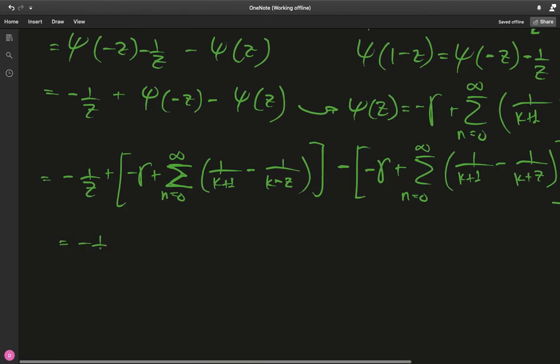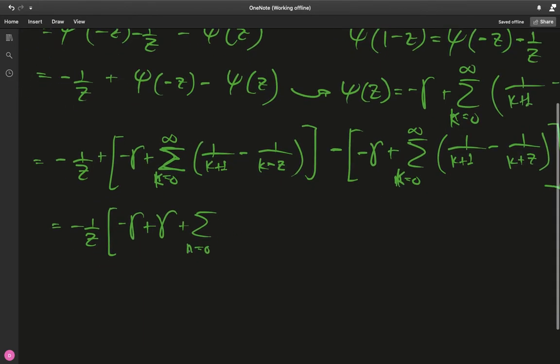So then we have minus 1 over z, negative Euler-Mascheroni plus Euler-Mascheroni, I'm just grouping some terms, plus sum from k equals 0. It's actually not n, we have a k, let's have a k here. My bad, just mixed up the indices of 1 over k plus 1 minus 1 over k minus z plus 1 over k plus z.